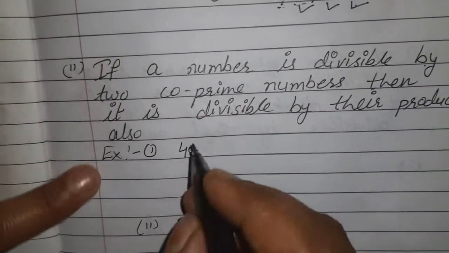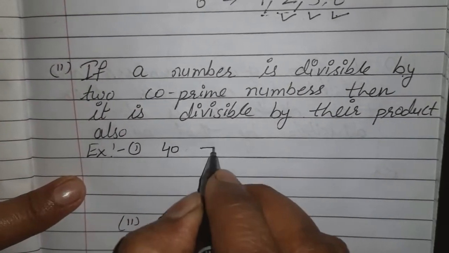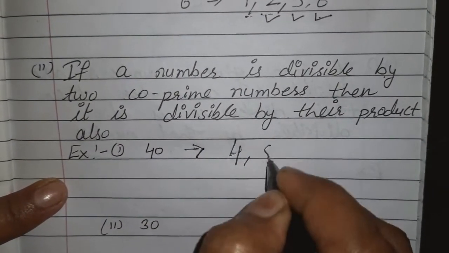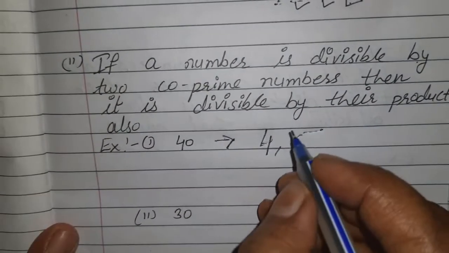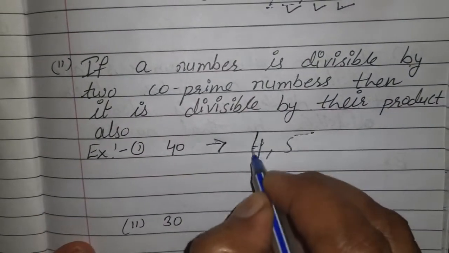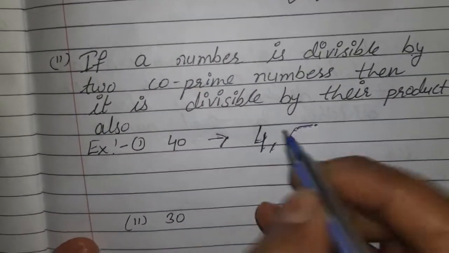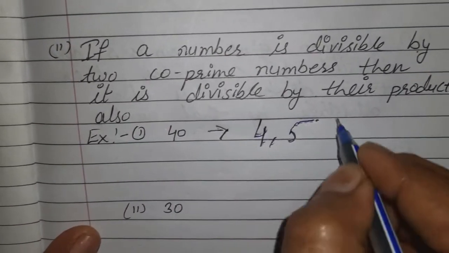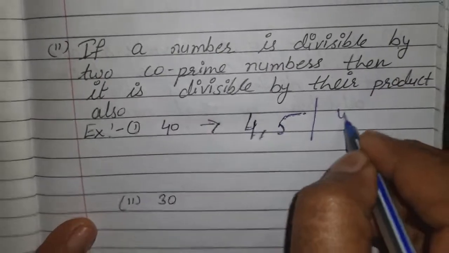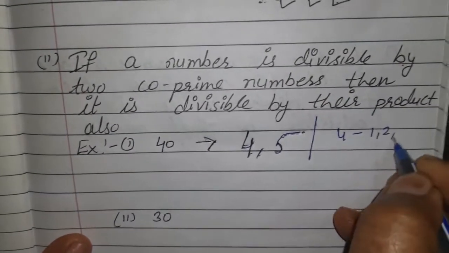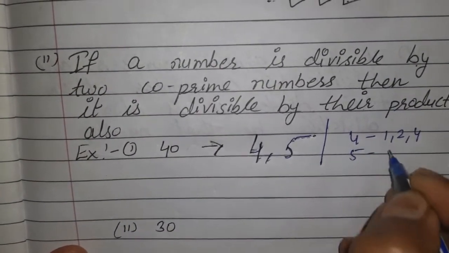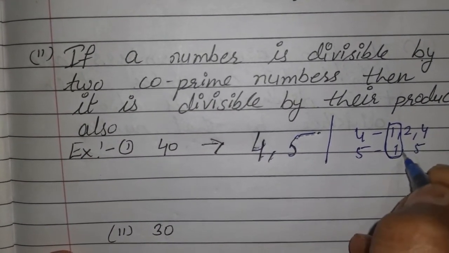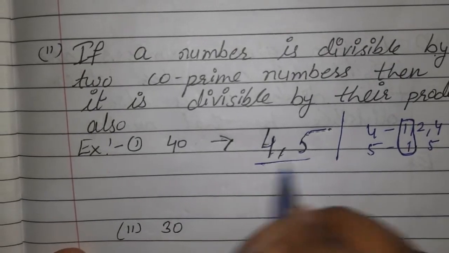So let us take an example, 40. 40 is divisible by 4 and 5. 4 and 5 are co-prime numbers, means their common factor is only 1. How? Just see, what are the factors of 4? That is 1, 2 and 4. Factors of 5, 1 and 5. So their common factor is only 1, means 1 is present in both. So these are co-prime numbers.